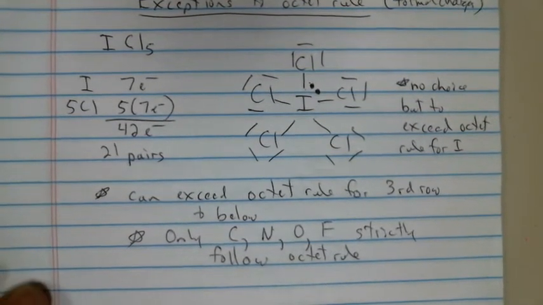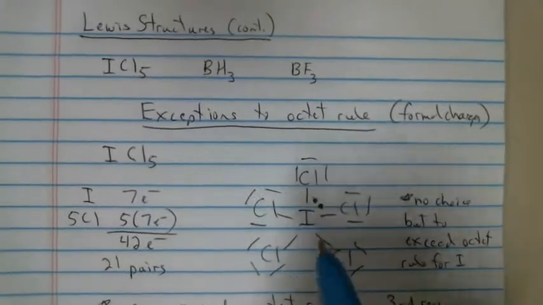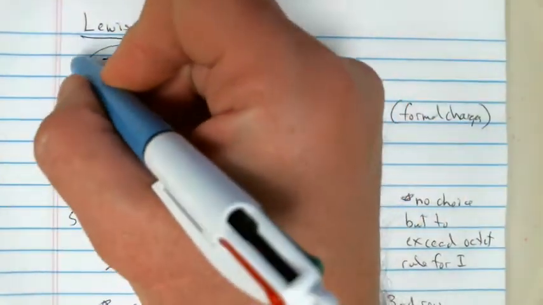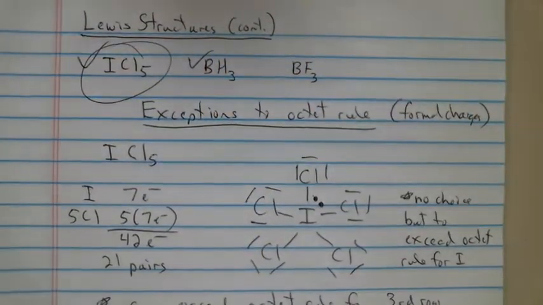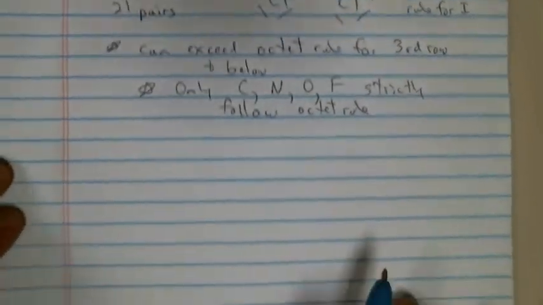Let's do another example though, because I had this example here. So we did that one already. Let's do BH3. Okay, and I think I got enough room on this. So BH3.